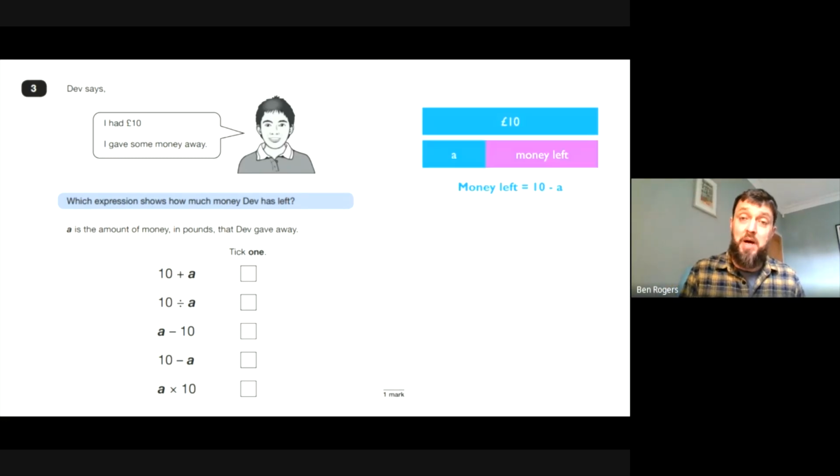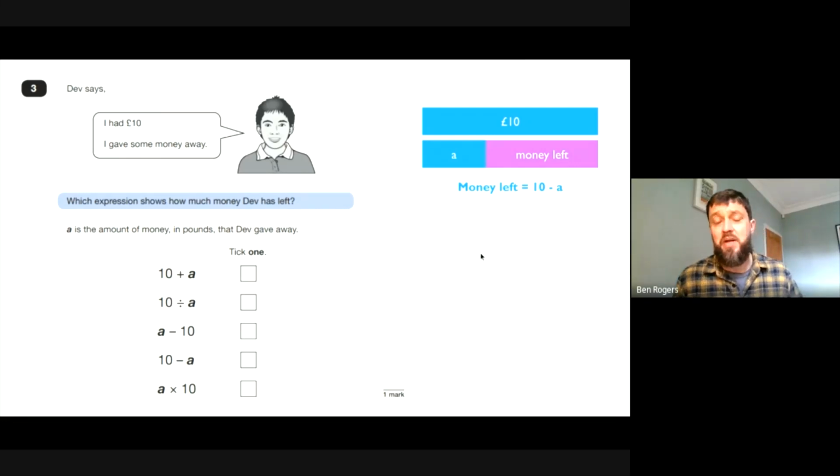So again, it's another bar model. We've got Dev saying he's got £10. That's my £10 bar. He gives some of it away. Which expression shows how much money he's got left? A is the amount in pounds that Dev gave away. So there's A. So he's got £10. He's given away £8. How much is left? It's really straightforward now to see, okay, how long is that bar? Well, it's 10 minus A. So 10 minus A is that one.